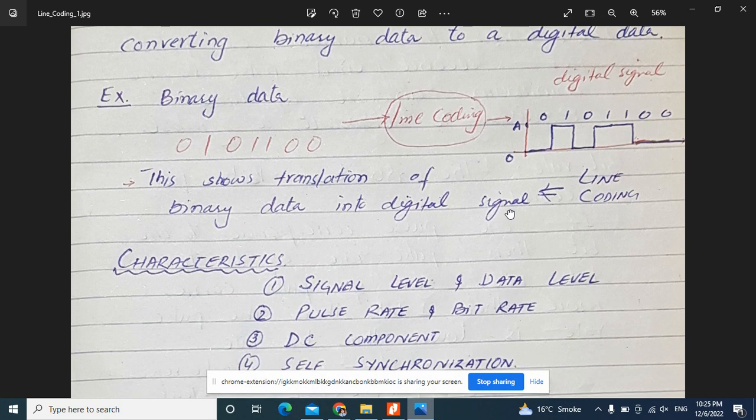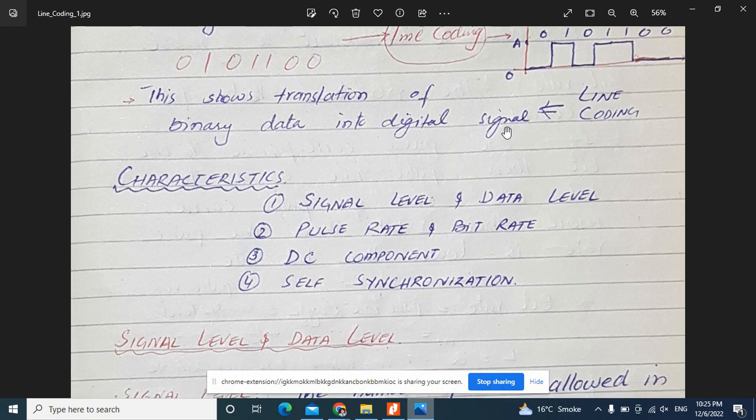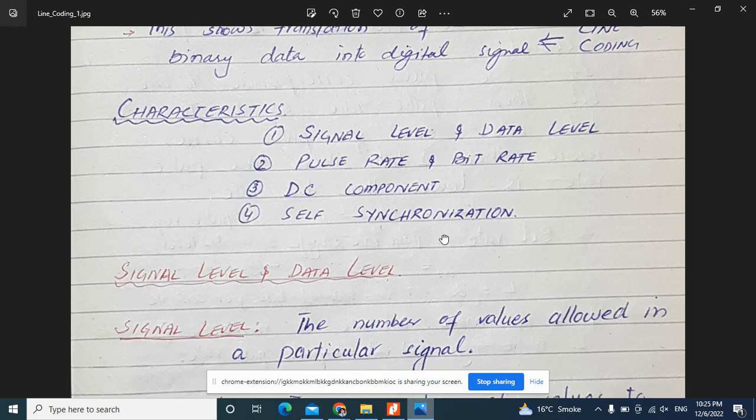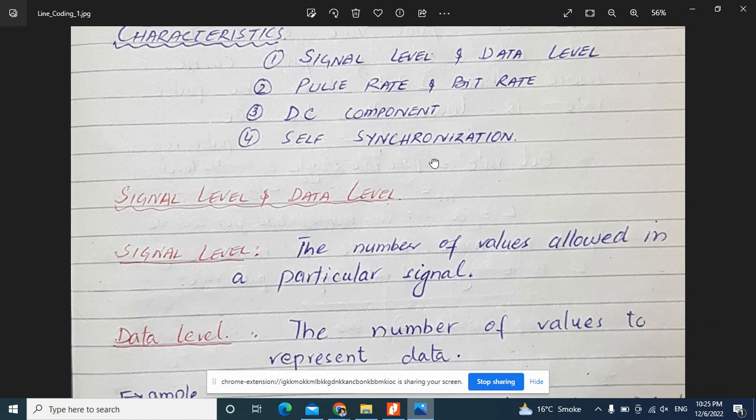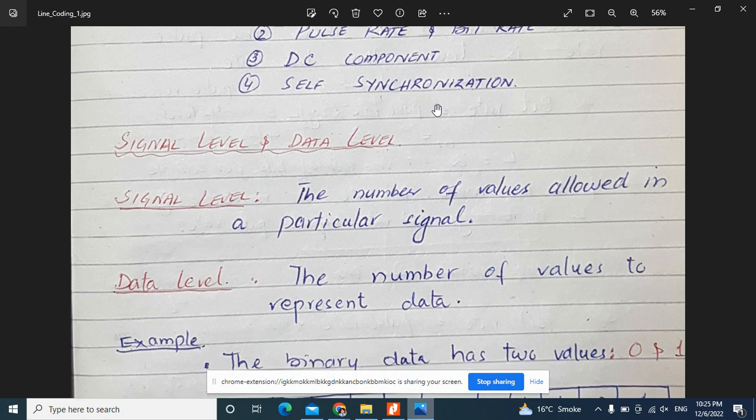The line coding technique has a few important characteristics. The first is signal level and data level. The second is pulse rate and bit rate. The third is the DC component. Fourth is self synchronization. Turn by turn, we are going to explain each characteristic. The first characteristic is signal level and data level. Signal level means the number of values allowed in a particular signal, and data level means the number of values used to represent data.